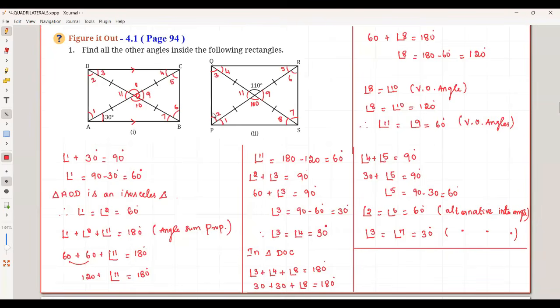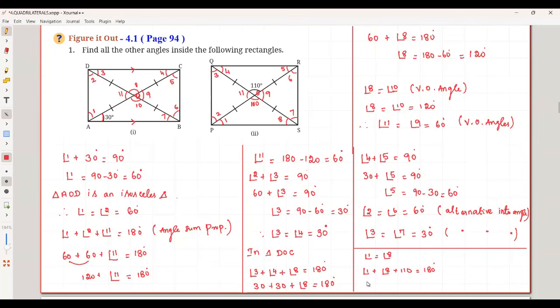We know that this is an isosceles triangle. You can take this center as O. BOS is forming an isosceles triangle. In an isosceles triangle, base angles are equal. Angle 1 will be equal to angle 8, because it's an isosceles triangle. So use the angle sum property: angle 1 plus angle 8 plus 110 is equal to 180 degrees.